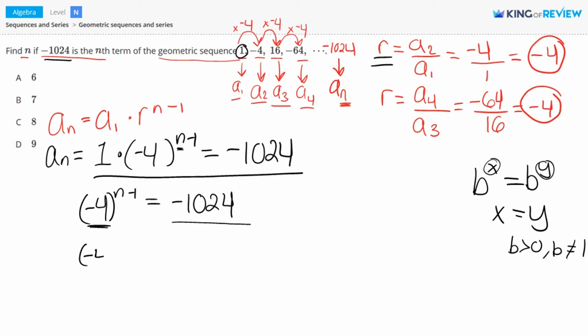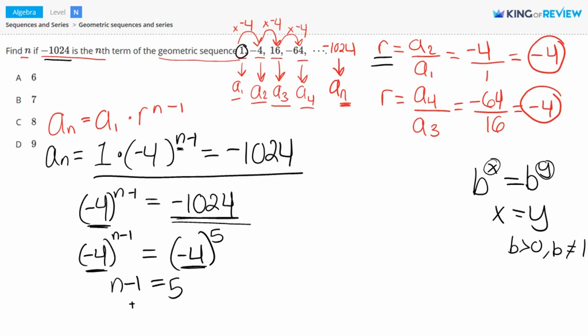So if we have negative 4 to the n minus 1 power, we need to determine negative 4 to what power gives us negative 1024. So negative 4 to the 5th power equals negative 1024. So now you can see we have numbers with the same base that are equal. So now we can set their exponents equal to one another. We have n minus 1 equals 5.